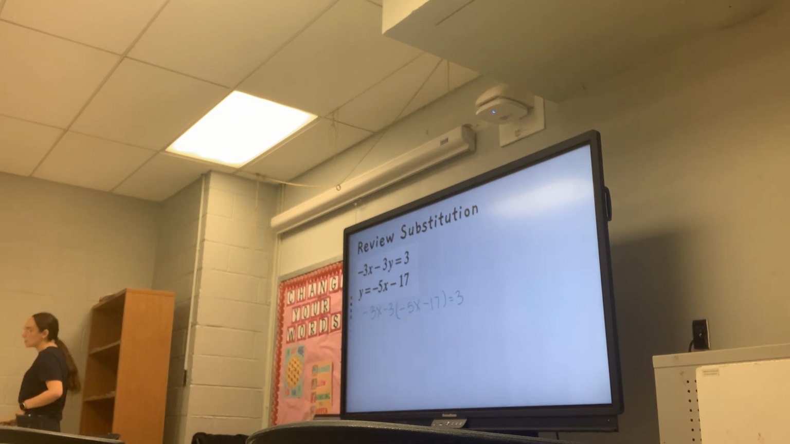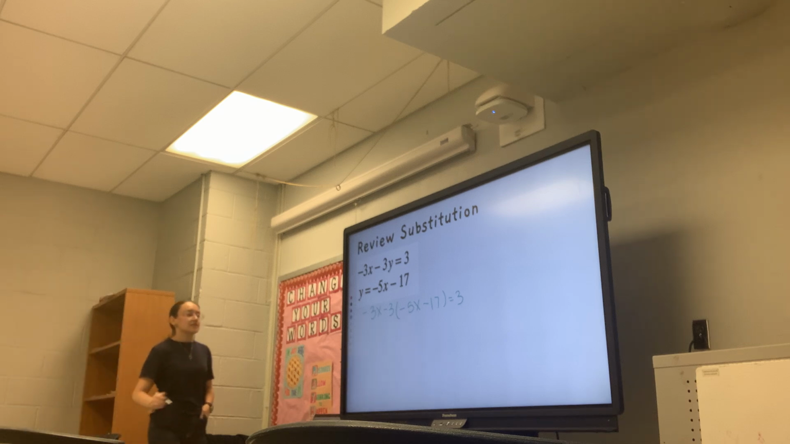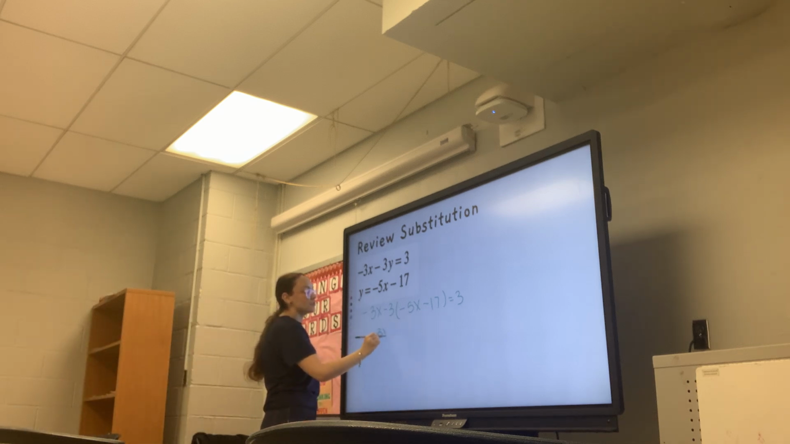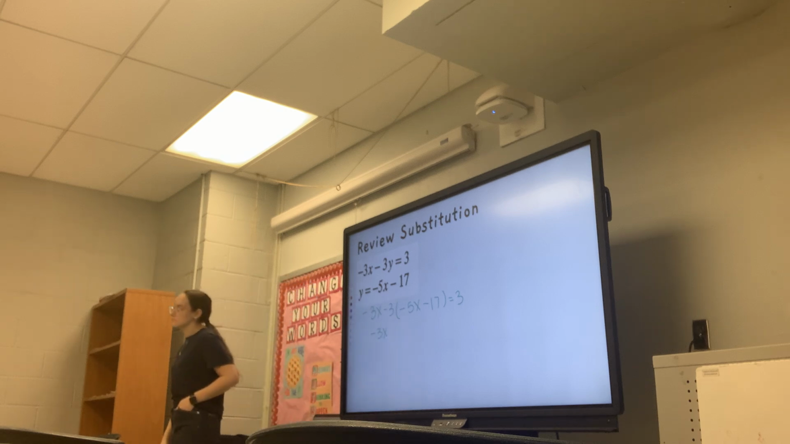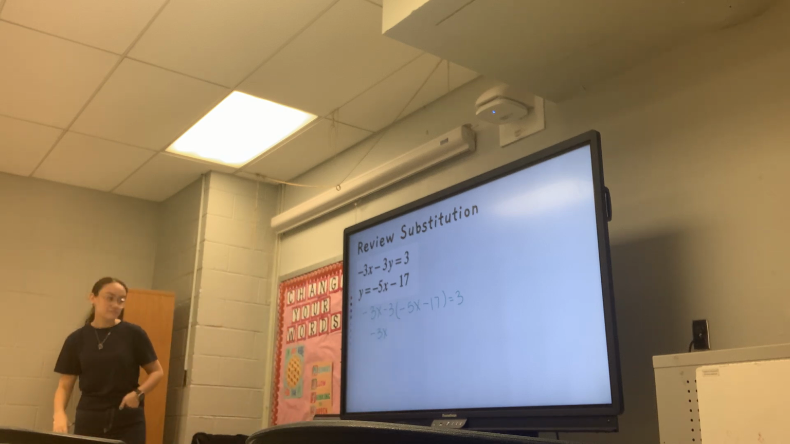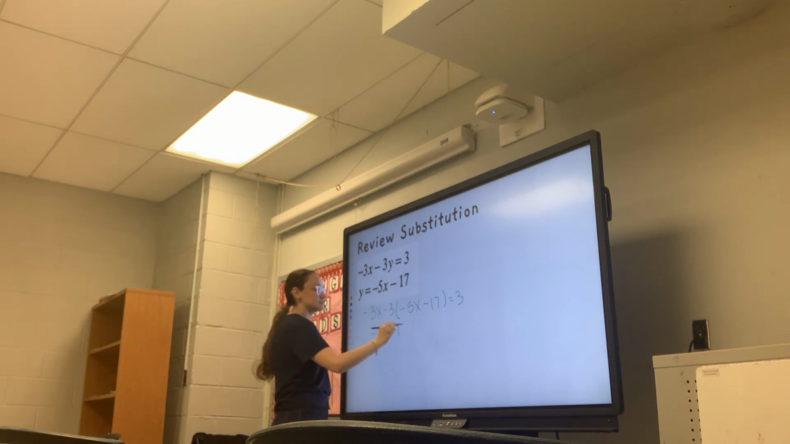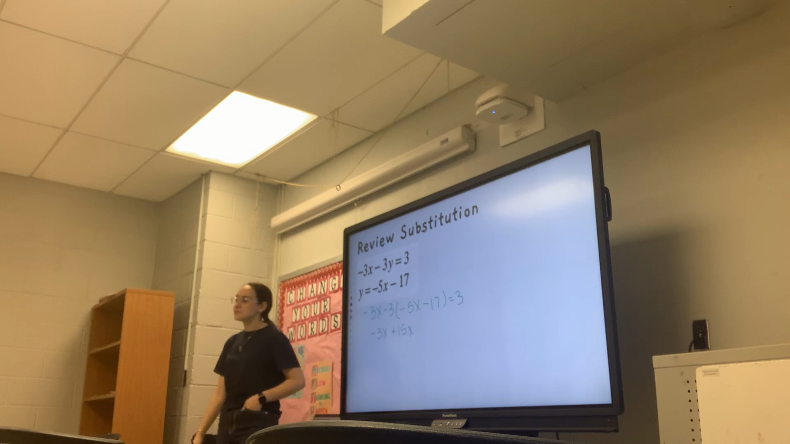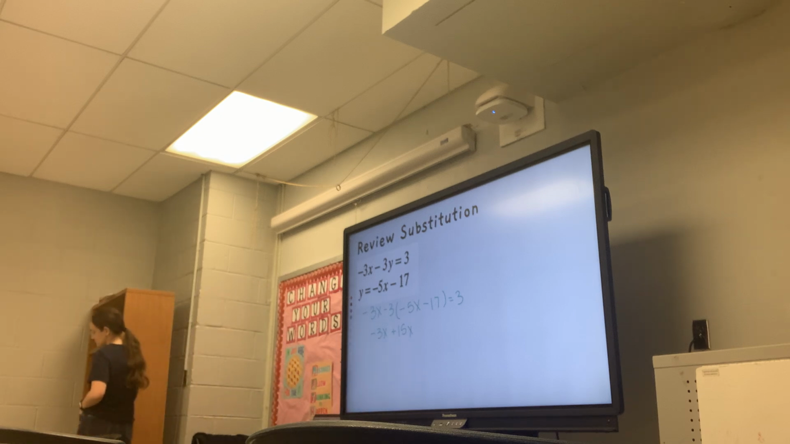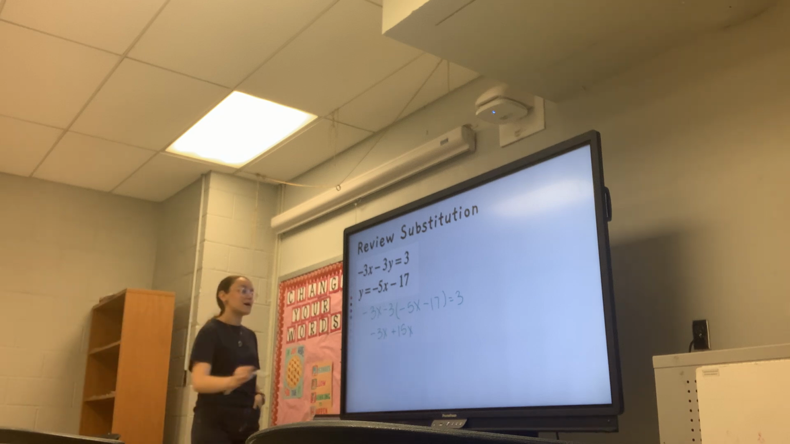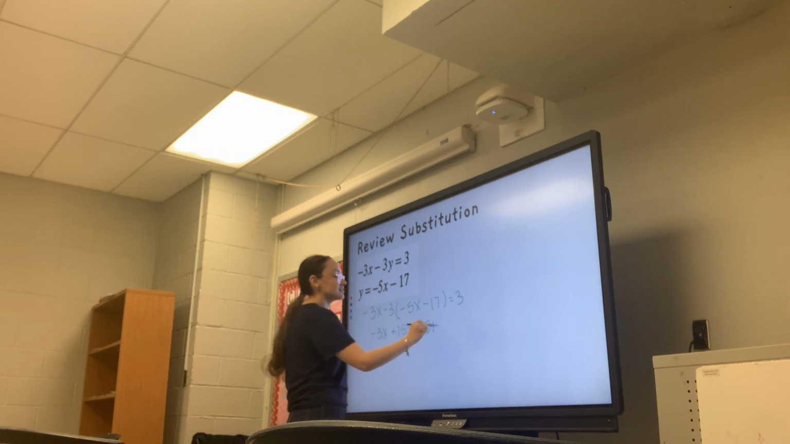Rosemary, what property are we going to be using when we have these parentheses? Distribution. So we bring down the -3x. What is -3 times -5x? Positive 15x. Beautiful. What is -3 times -17? Use a calculator if you have to. Positive 51. Why is it positive 51 and not negative? Two negatives make it positive.